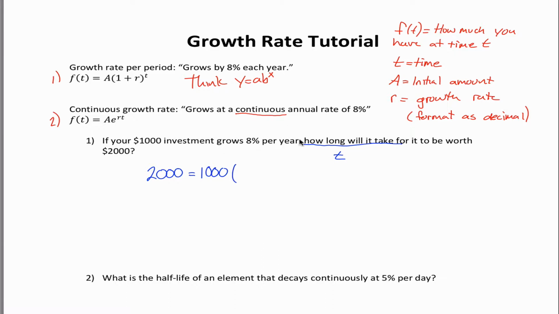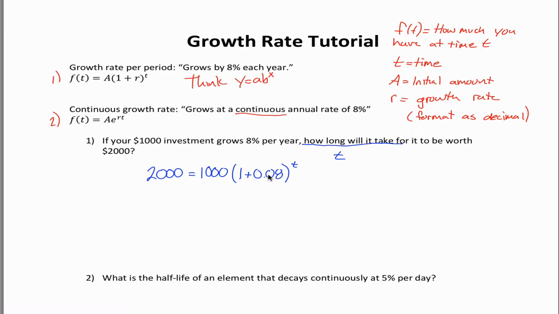Grows 8% per year. So in my formula, it looks like I always have a 1 here, but then I got to put in R. And you're like, 8? No, 0.08, because remember R is supposed to be formatted as a decimal. And I want to raise that up to the T power. And you're like, what's T? And I'm like, what's T? You're supposed to figure out T. It's not given to you. You're supposed to solve this equation for T.